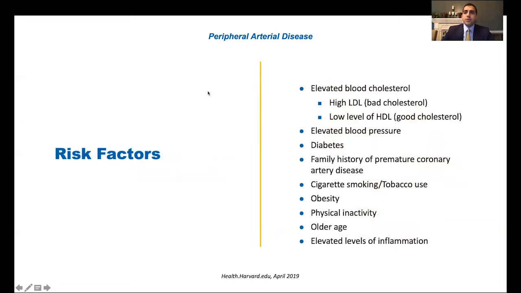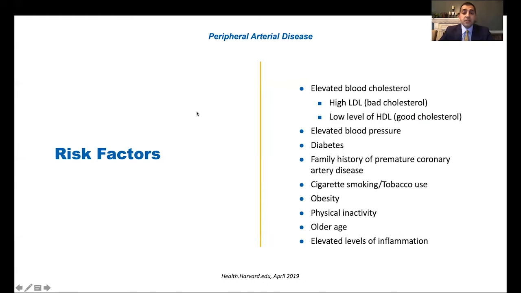So who is predisposed to develop atherosclerosis particularly? It's folks that have the following risk factors: high bad cholesterol, which is the LDL, low levels of good cholesterol, which is HDL, elevated blood pressure, diabetes, family history for premature arterial disease, things we inflict on ourselves, such as cigarette smoking and tobacco use, obesity, physical inactivity. The older we get, the more our risk goes up.